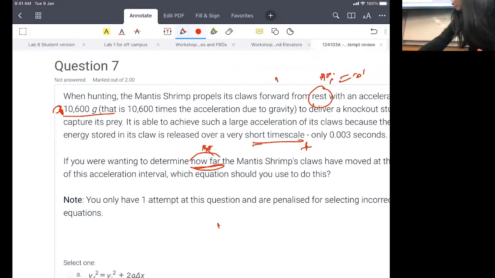I don't know what's going on with my pen. Hopefully you can see the board. Are you able to see the board from the video camera?